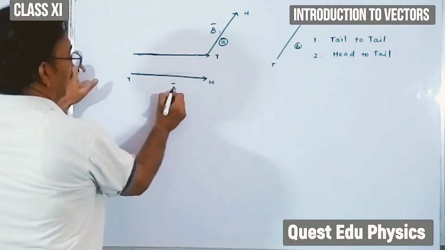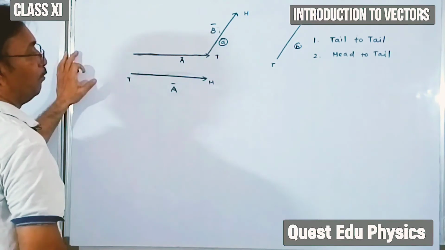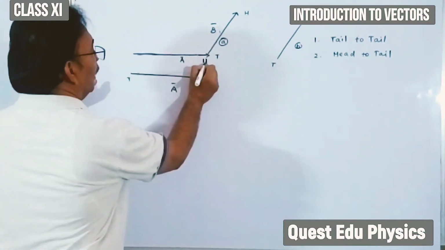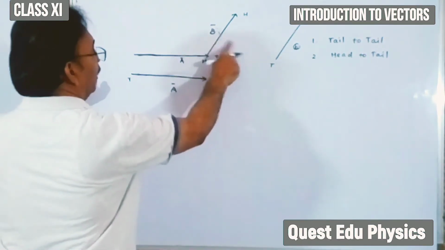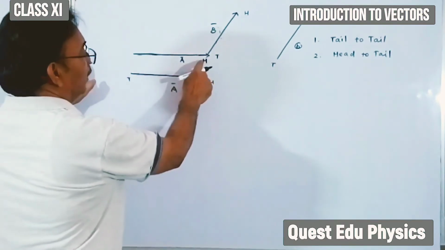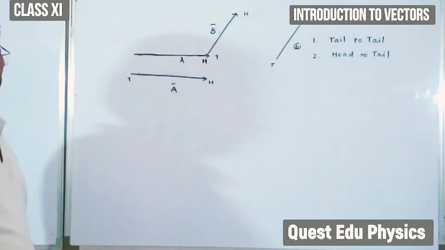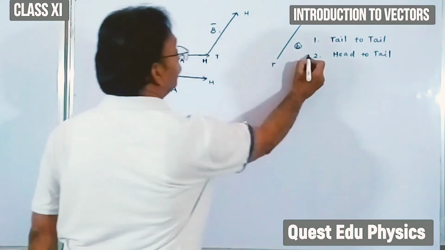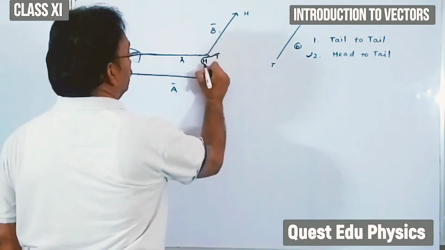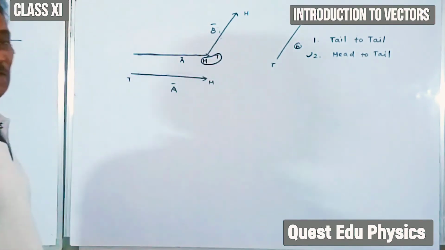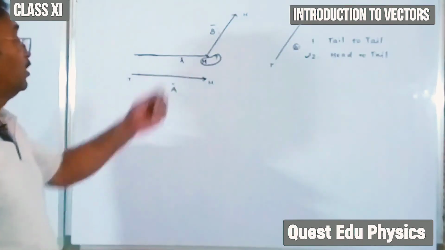I move this, vector A. It has been transposed from A to B. Its head is added with the tail of the vector B. Here, vector A's head is added with the tail of the vector B. It is one method I showed here, head to tail. In this way you can add the two vectors, and the second way, tail to tail.